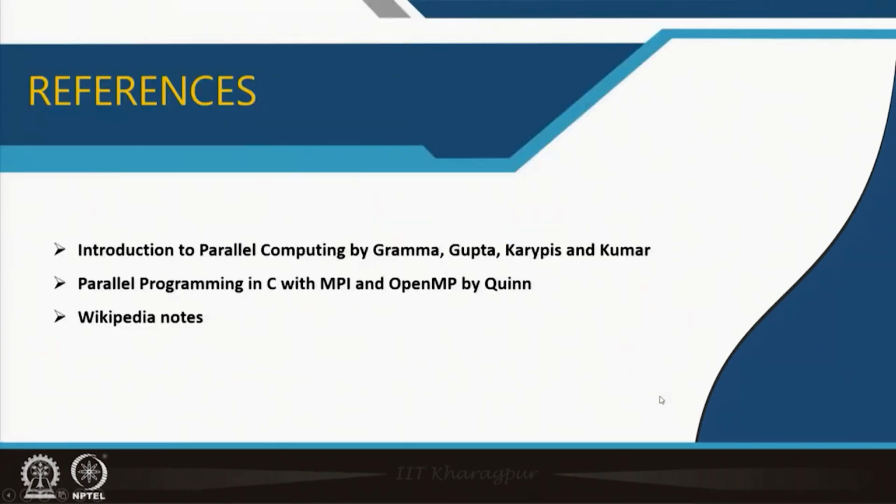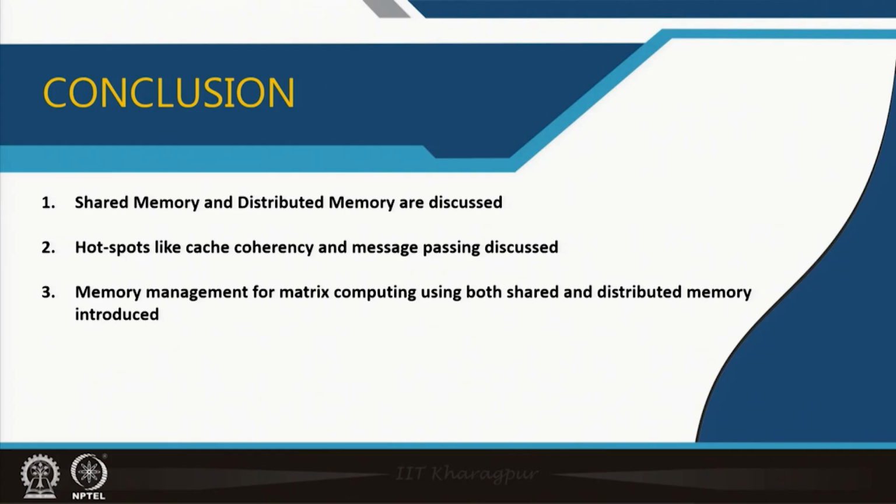Well, so we finished shared and distributed memory discussions, and these are the textbooks along with Wikipedia notes I have followed. We have looked into shared memory and distributed memory in detail, hotspots like cache coherency and message passing, which reduce the performance, are discussed, and memory management for matrix computing using both shared and distributed memory was introduced in today's class. Thank you.